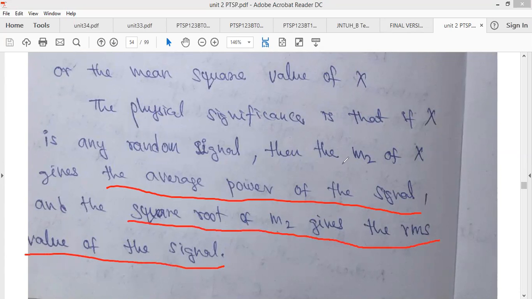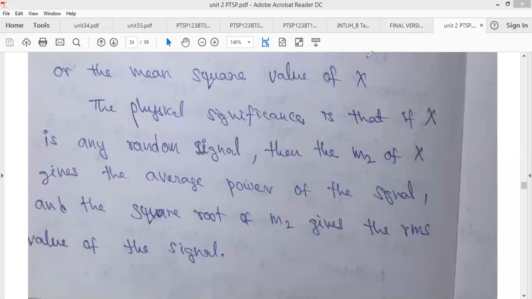Okay, so what is the importance of mean square value or M2? M2 gives us the average power of the signal, and the square root of M2 gives us the RMS value of the signal. Okay, so that is why these are important.